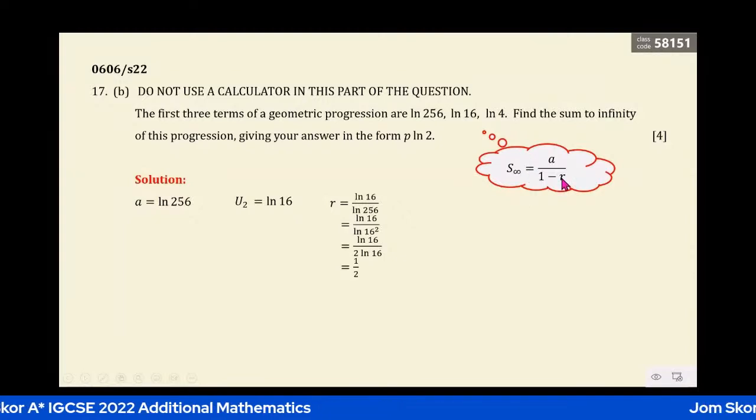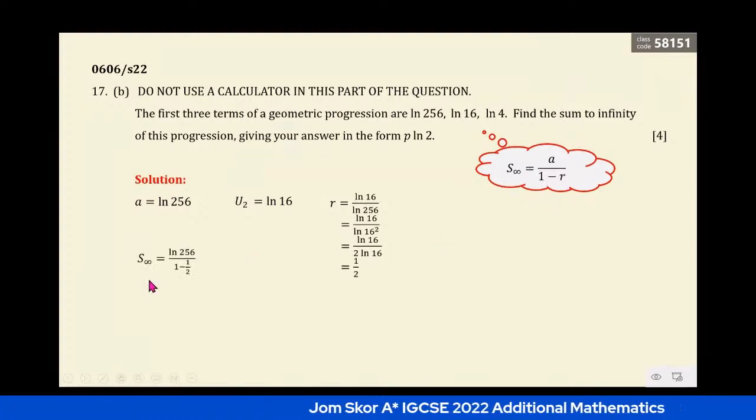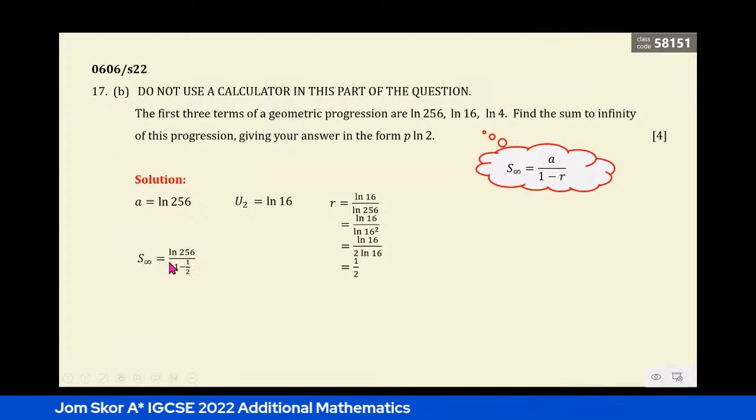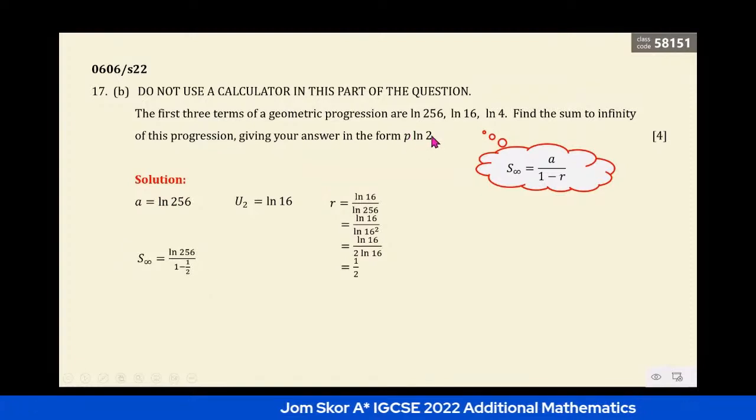Okay, dah cukup dah maklumat kita ada. A dah ada, R pun dah ada. So you use the formula here to find S infinity. A is 256, ln 256 over 1 minus 1 over 2. Okay, so soalan minta kita bagi in the form of P ln 2.